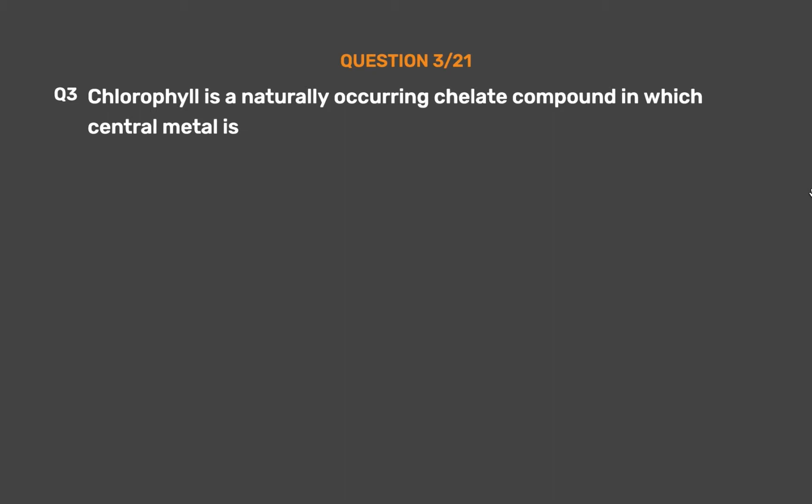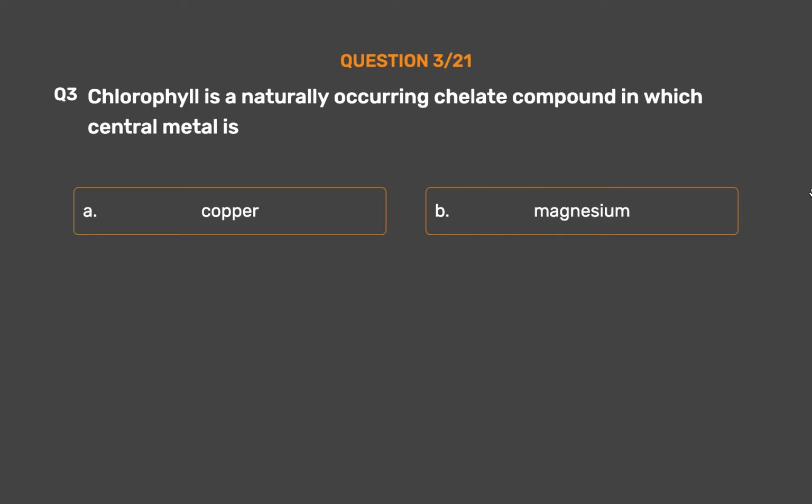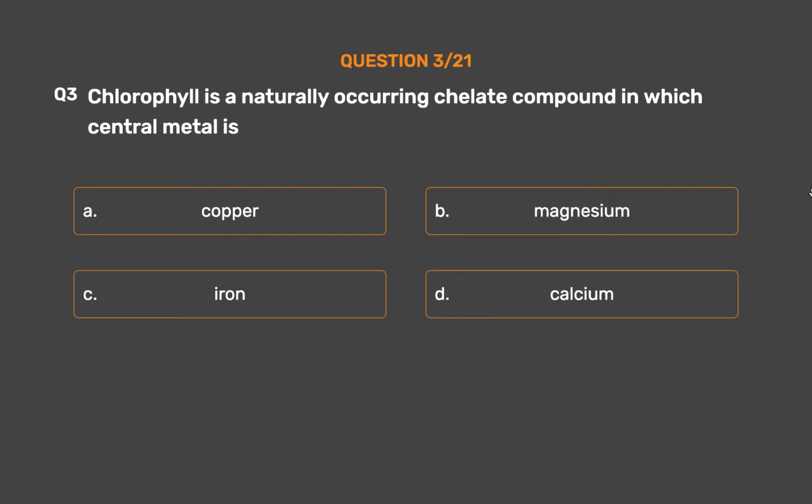Question number 3. Chlorophyll is a naturally occurring chelate compound in which central metal is? Option A. Copper. Option B. Magnesium. Option C. Iron. Option D. Calcium.